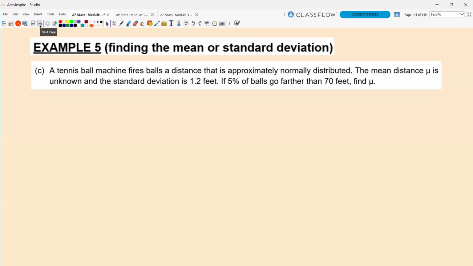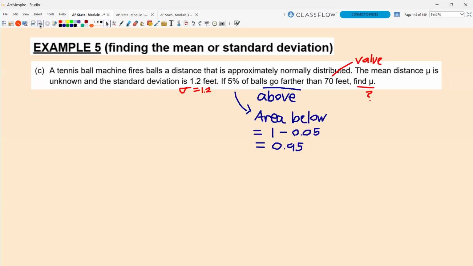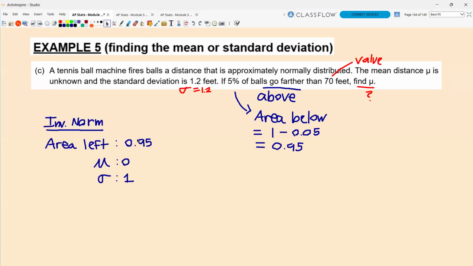So we have 5% of the balls go farther. Again, this is an above problem. We want to go below, which means 95% of the balls will go below. So subtract that number from 1. You have your standard deviation in this case. We don't have the mean. We have our value. So we'll get our z-score: inverse norm, area left 0.95, mu 0, sigma 1. You get a z-score of 1.645.